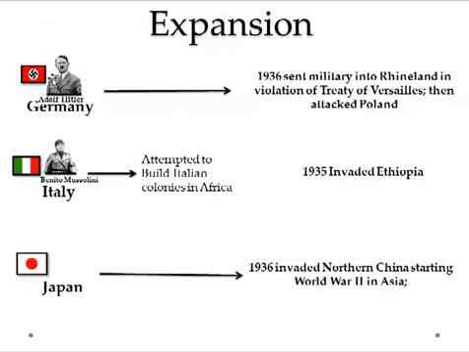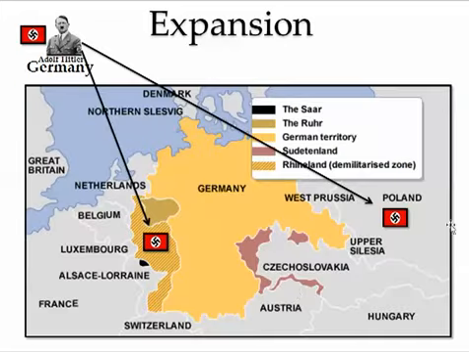So let's look at Germany and Hitler's expansion. Here we have a map of Germany, and this little area with the lines going through it, that's what we call the Rhineland, the demilitarized zone. In the Treaty of Versailles that ended World War I, Germany promised not to go into the Rhineland with the military, and that's exactly what Adolf Hitler did with his military. He sent them into the Rhineland, which is a violation of the Treaty of Versailles.